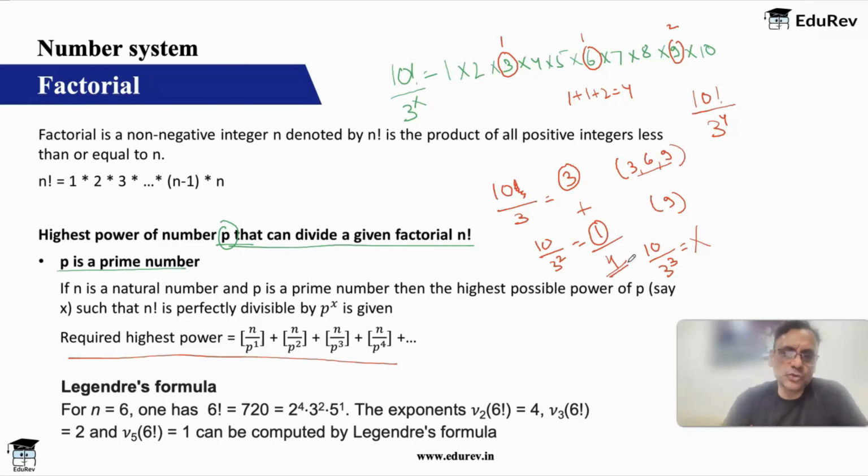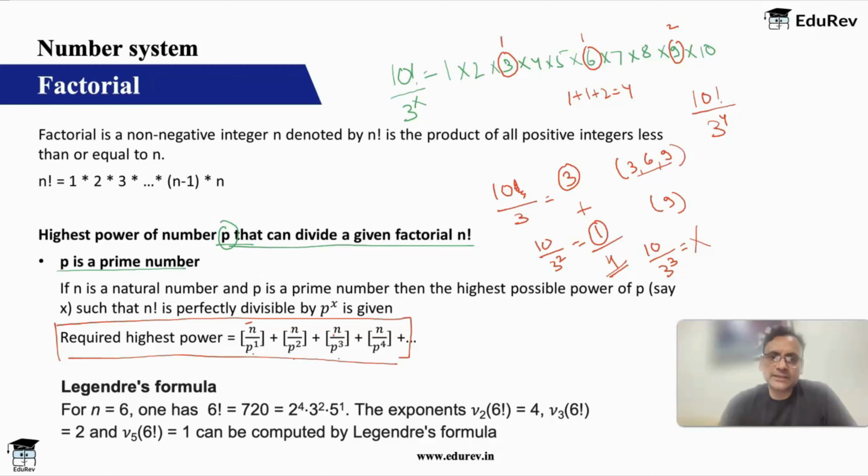Okay, so this is how you do it manually, and if you see, this formula tells you exactly that. You basically divide n by p, then n by p square, then n by p cube, n by p to the power 4. You keep doing this till you get a value lower than 1, and then you can ignore this, and in each one you just take the quotient.